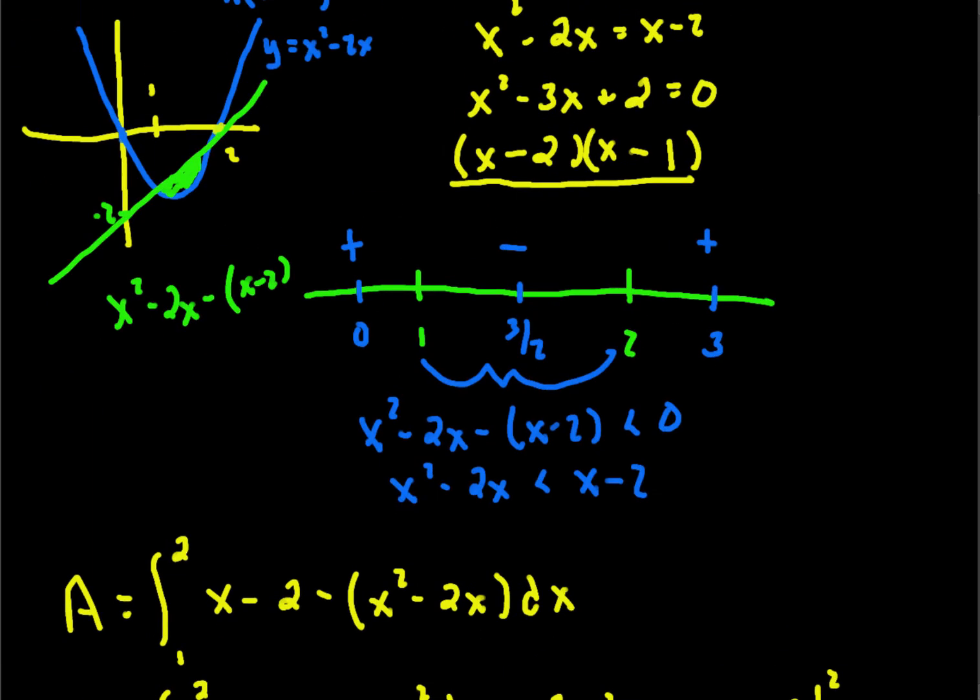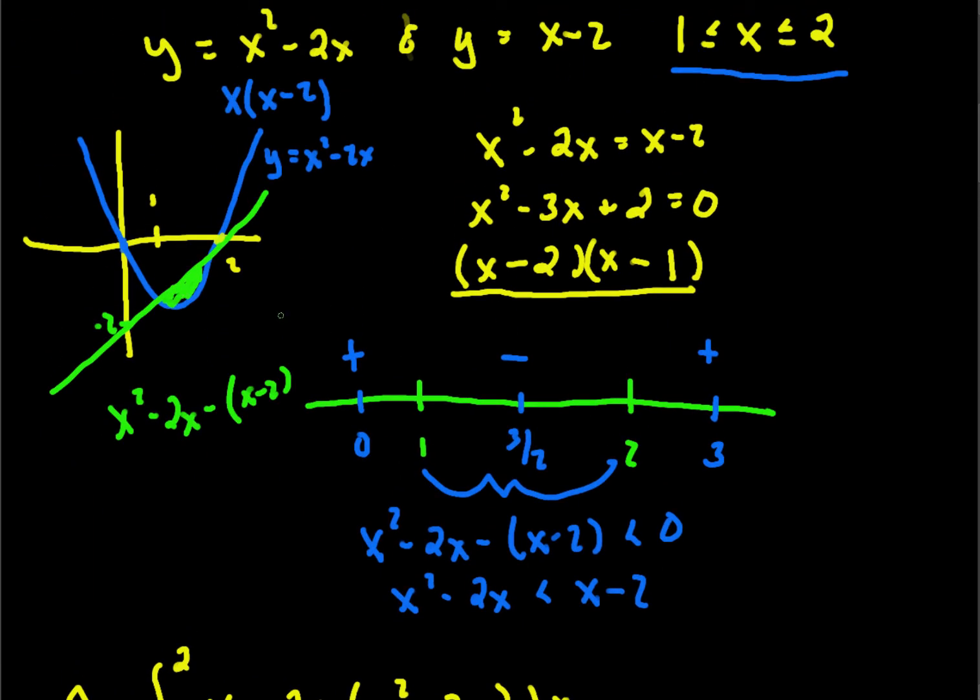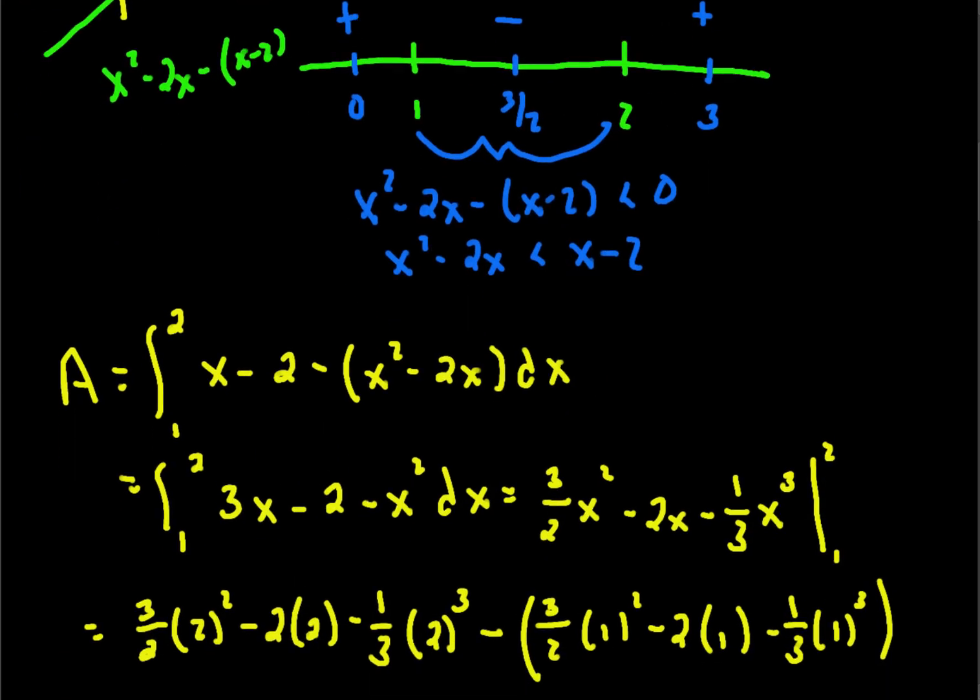So the area between these two curves, this little region, has an area of 1/6, whatever the units are. But that's the area of that region.